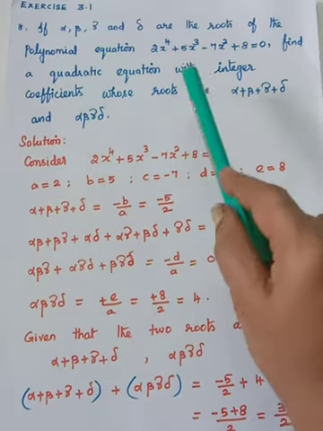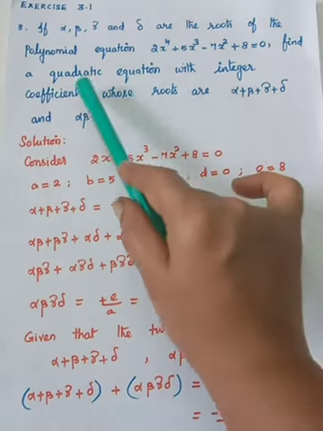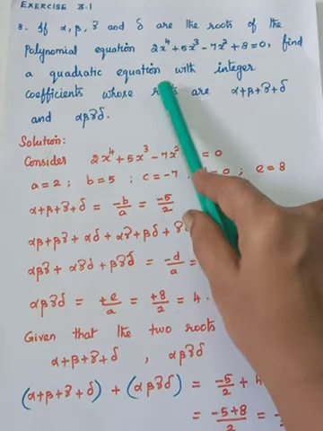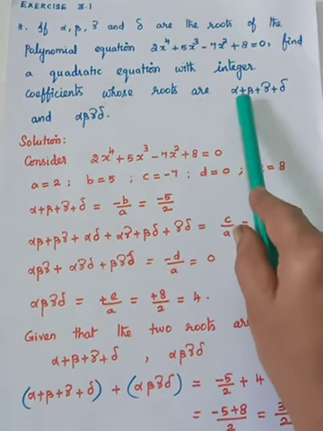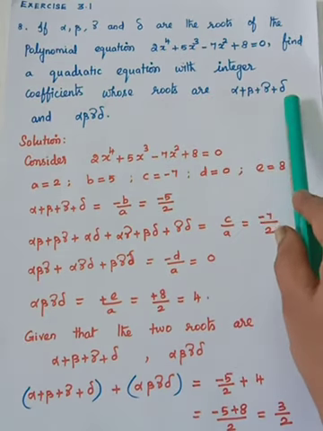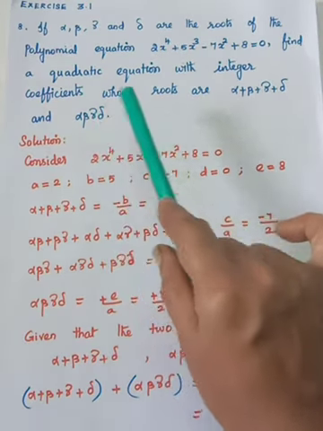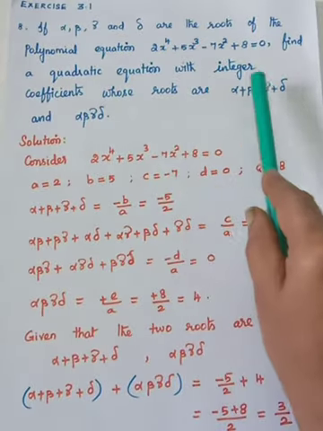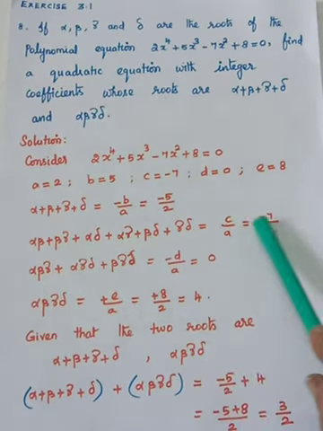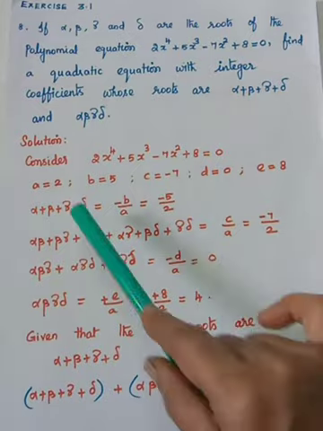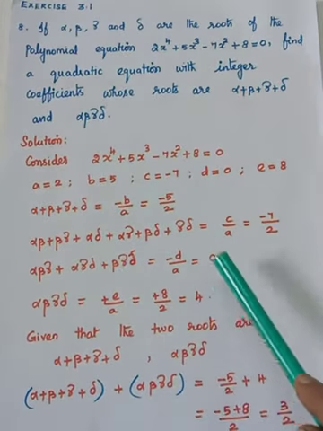Why? In this problem, you are going to write a quadratic equation whose roots are alpha plus beta plus gamma plus delta and alpha beta gamma delta. So these two are needed. So you need not find the second and the third one. So the first and the fourth is enough.